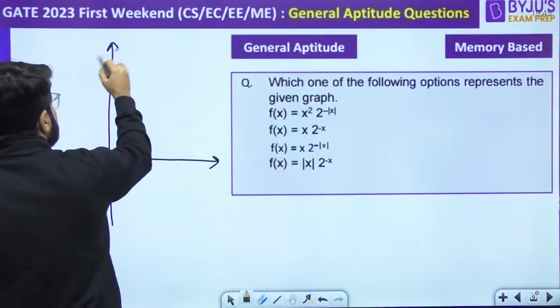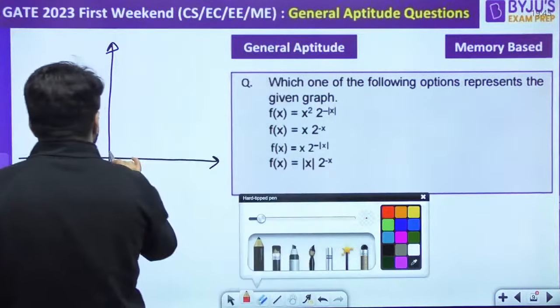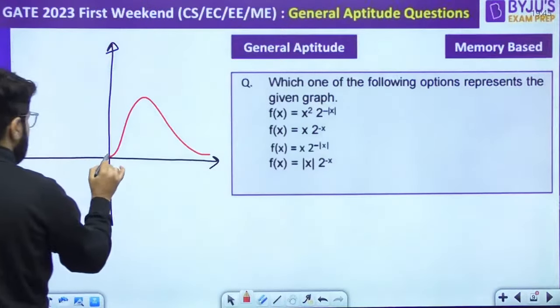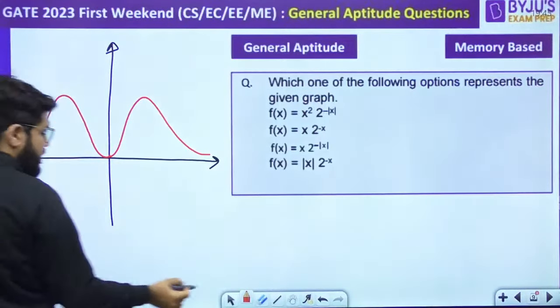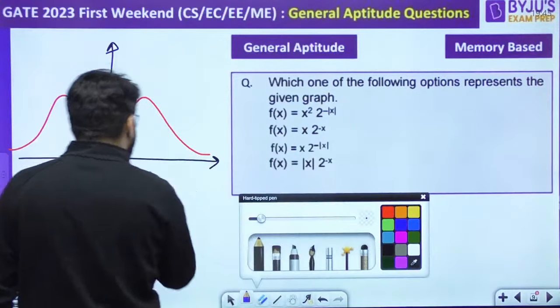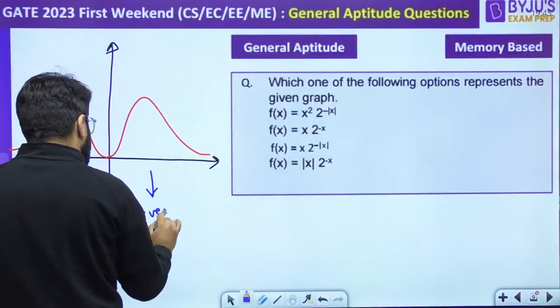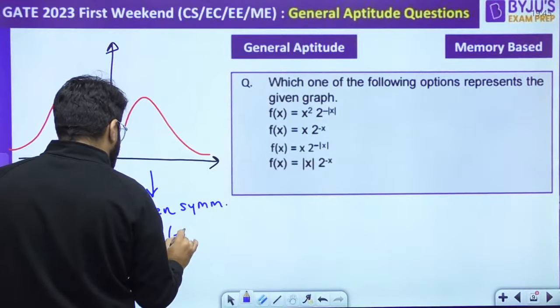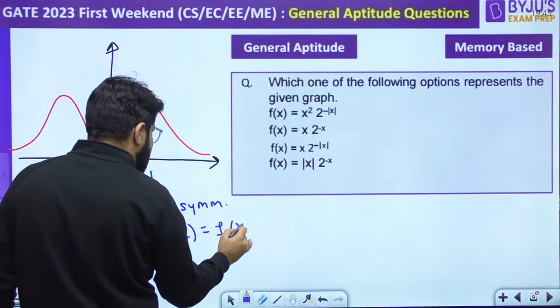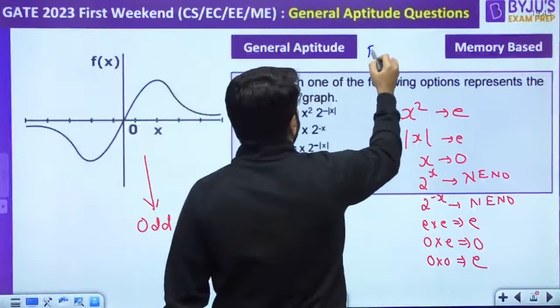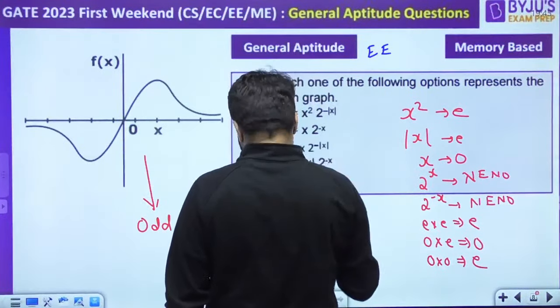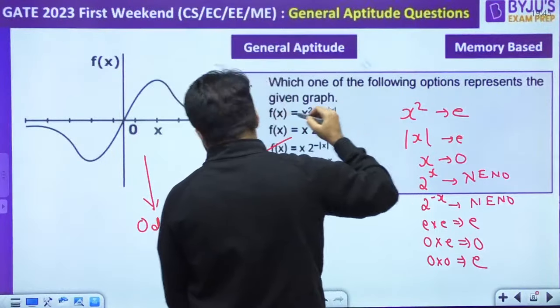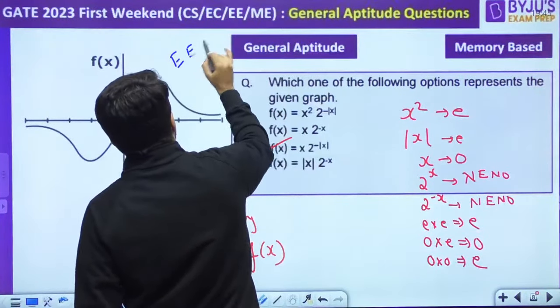Similar type of options. The graph was something like this. Now you are able to sense that this particular graph is even symmetric. Here it shows even symmetry, that is f of minus x is equal to f of x. So guys, similar question. This one was double E. This graph was given in the double E paper.